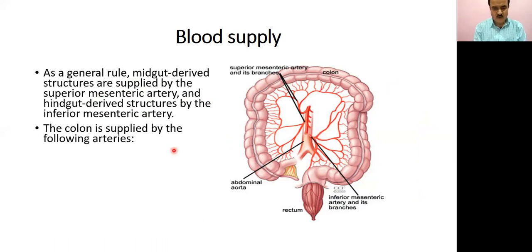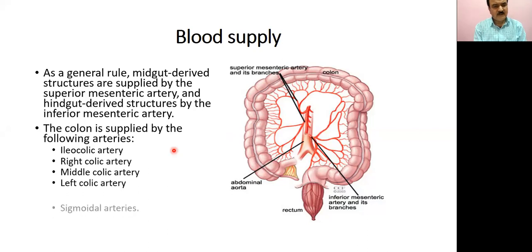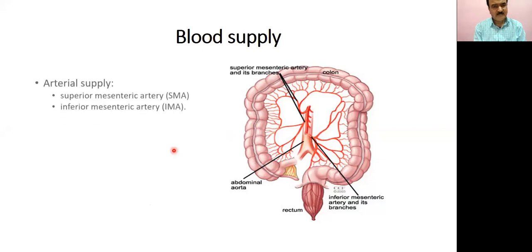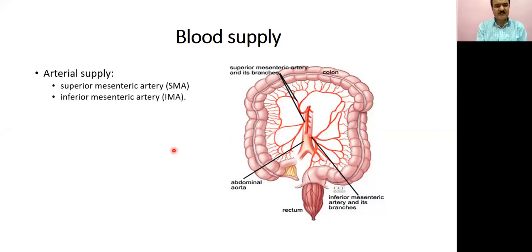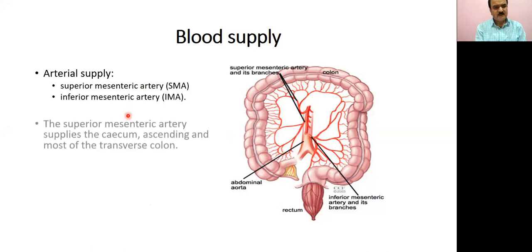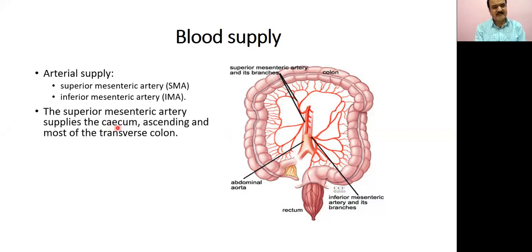The colon is supplied by the following arteries: the ileocolic artery, the right colic artery, the middle colic artery, the left colic artery, the sigmoid arteries, and the superior rectal artery. Again, I told you the main blood supply of the colon is the superior mesenteric artery and the inferior mesenteric artery. So the superior mesenteric artery supplies the cecum, ascending colon, and most of the transverse colon, meaning the right two-thirds, as we discussed before, because they develop from the midgut.